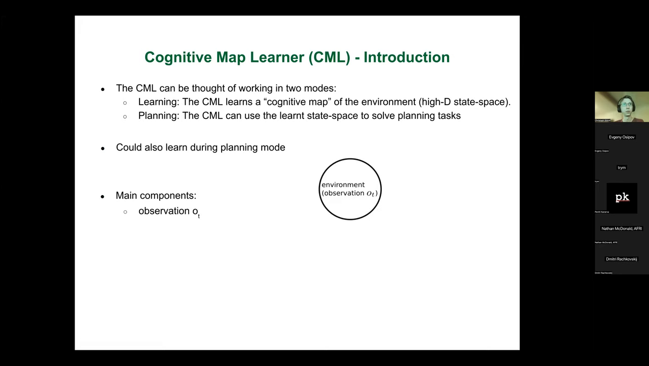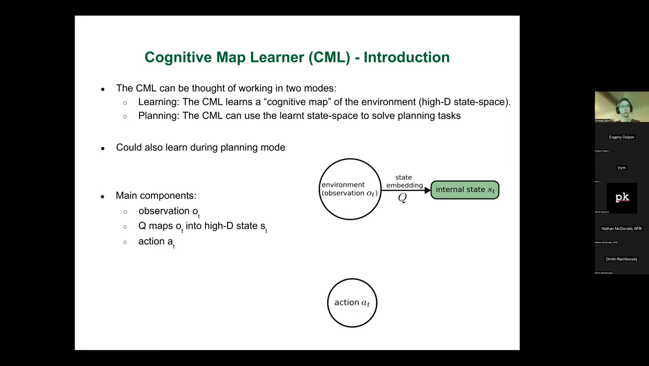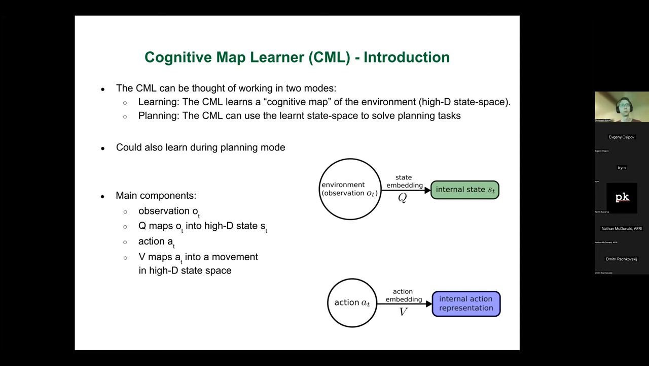So the main components of the model are, there's an observation from the environment, like in a classical reinforcement learning setup. And this observation, O of t, is then embedded into this internal state space. We call this S of t, the state at time t. There's also an action, which is A of t, and this action is then also mapped, importantly, into the same high-dimensional state space using a different embedding matrix V. And you can really think of it as these observations are basically embedded into points in state space, while the actions are more like vectors in state space which move the observation around. So basically, by taking actions in the environment, this corresponds to some movement in the internal state space of the CML.